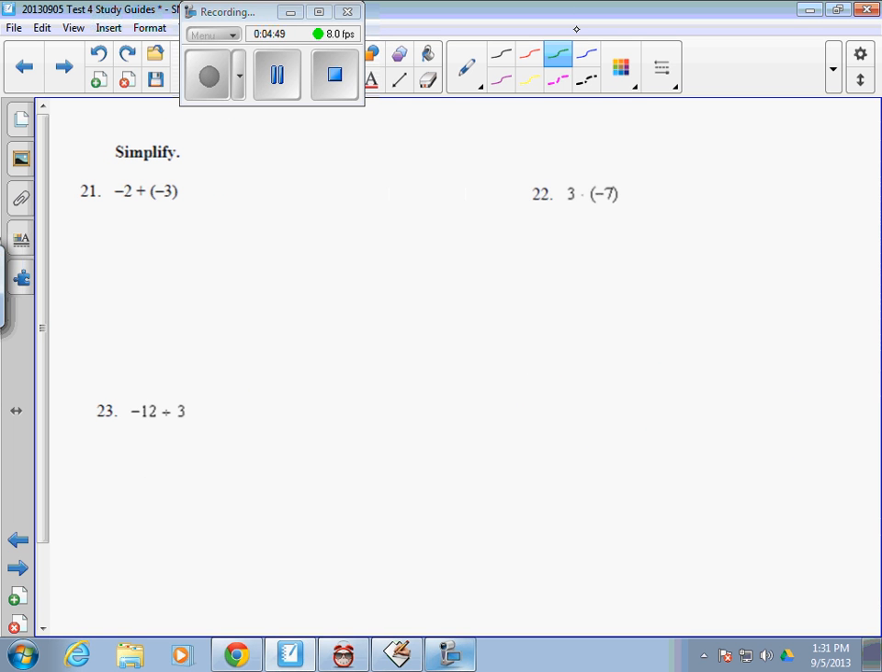21, we simplify. -2 plus -3. So think of your number line if you have to. You start at -2, then you go to the left 3 more times, you get -5 for that one. Or add the absolute values 2 and 3. Keep the common sign, negative.